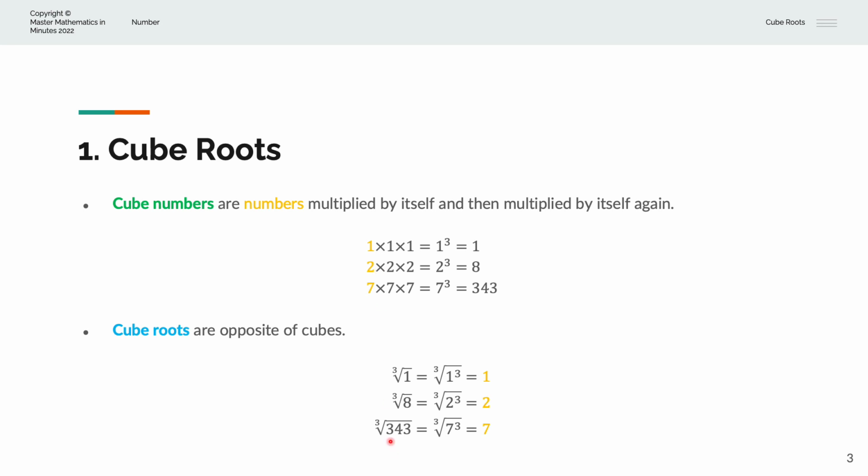And finally, we have the cube root of 343, and that is equal to the cube root of 7 to the power 3, which is this number here, and that is equal to 7, which is the original number 7.